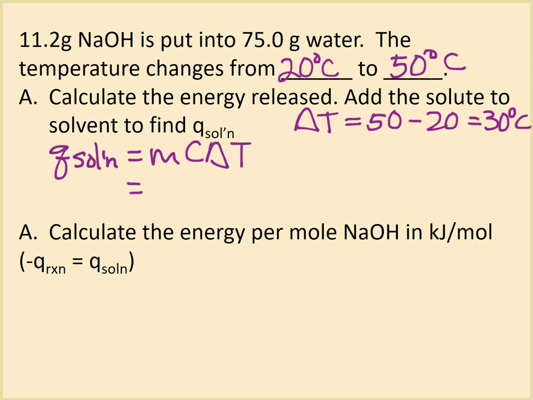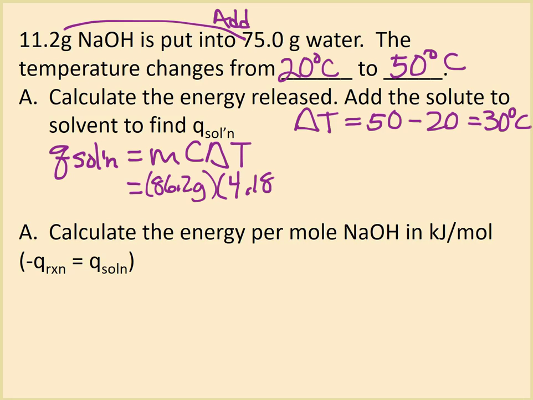Now for my mass, I need to take the two masses that are there because we're making a solution. You need to add them up. So 11.2 and 75 grams equals 86.2 grams. So remember, it's for the solution, so we need to add those. So always plan on adding your solute and your solvent.